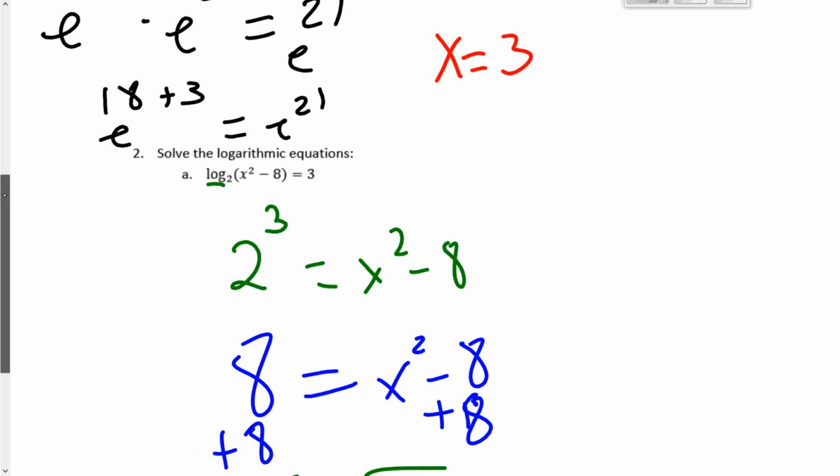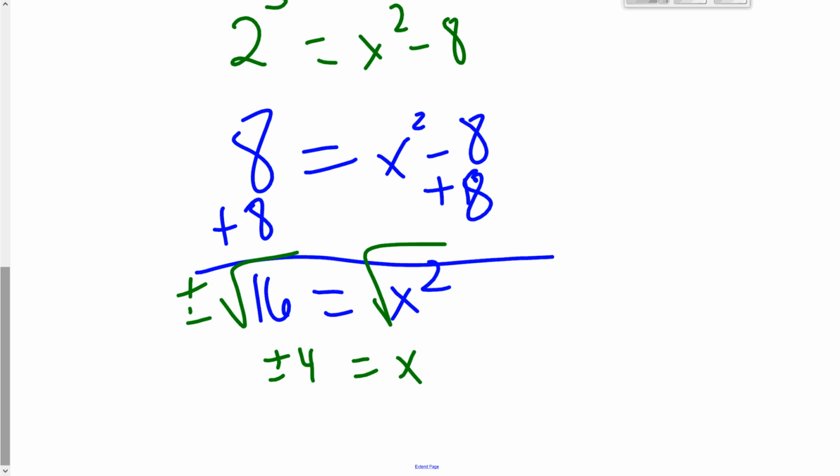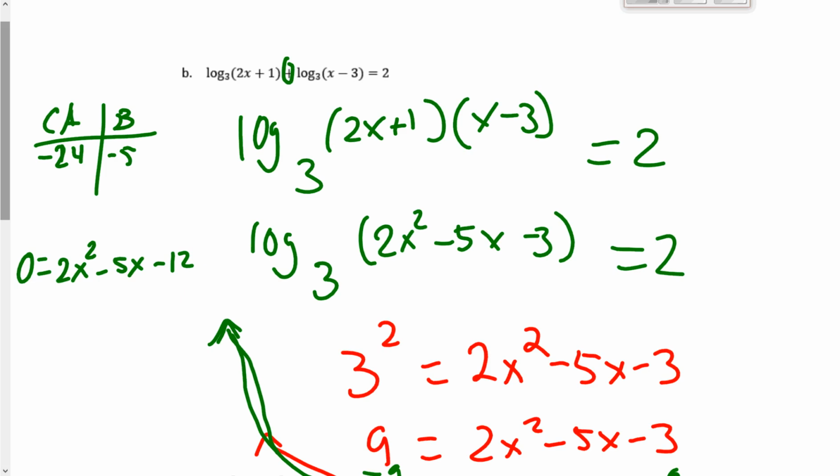Whenever you have logs, you need to plug those back in and check them to make sure that they are correct. But you are squaring your x, so it's automatically going to be positive. So negative 4 or positive 4, I'd get 16, and 16 minus 8 is 8, and 2 raised to what is 8? That'd be 3, right? So it does work. So make sure you always go back in and check your logs to make sure that they do work.